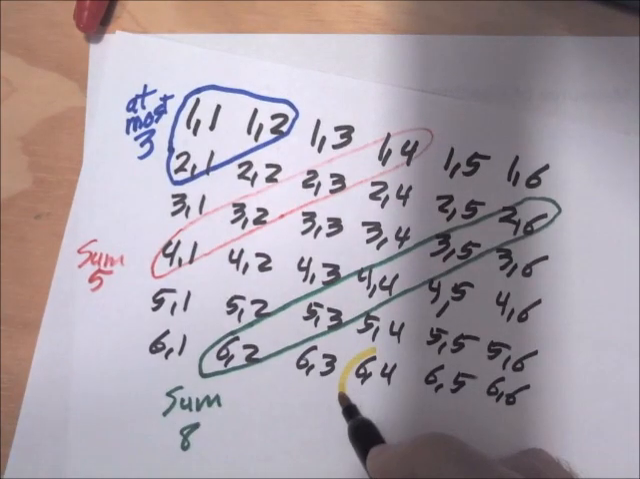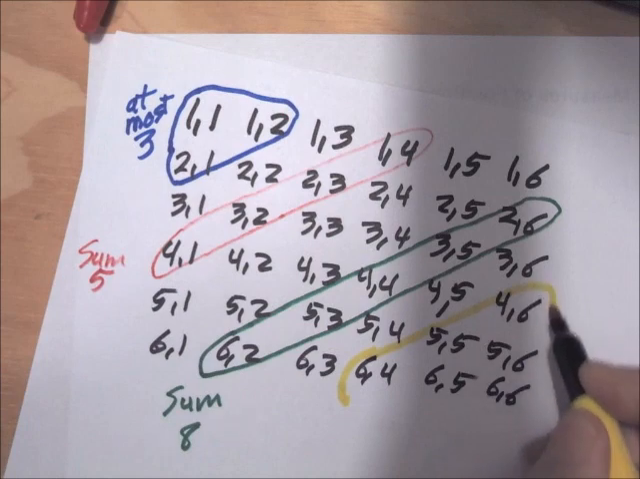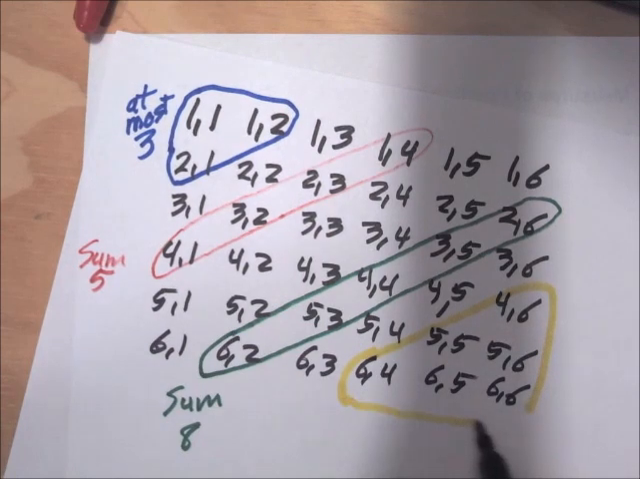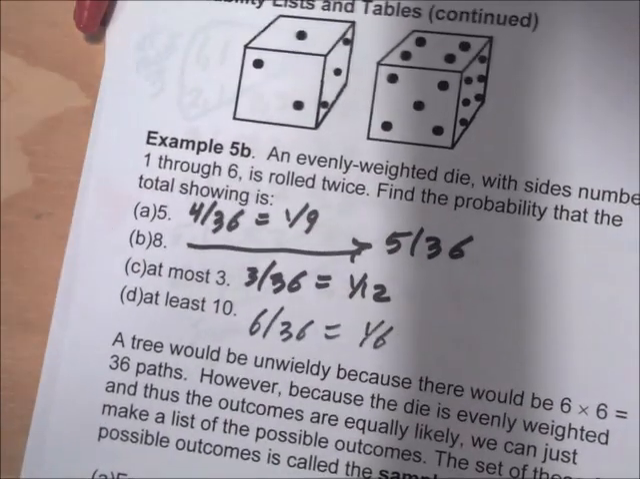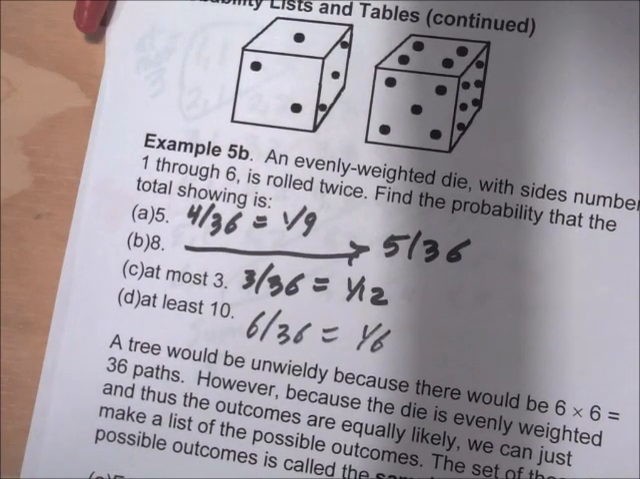So that's 6 plus 4, 5 plus 5, 4 plus 6, and that means 10 or more. So 5 plus 6 would be more than 10. So this is at least 10. So there's 6 of them all together. So the probability of at least 10 would be 6 out of 36, which reduces to 1/6.